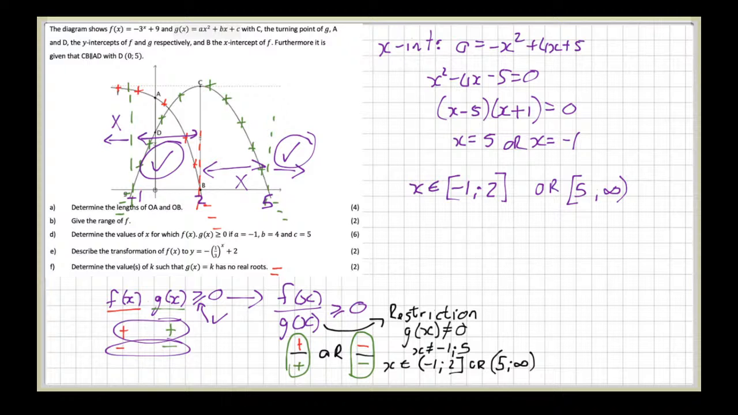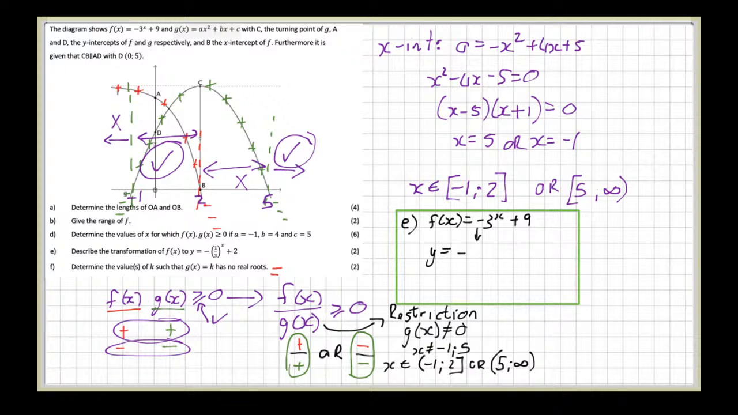Let's have a look now at E and F. If I look at a question like question E, I'm going to do it in this little block here. They are asking me, how did I transform f(x) equal to -3 to the power of x plus 9 into y equal to -1/3 to the x plus 2?